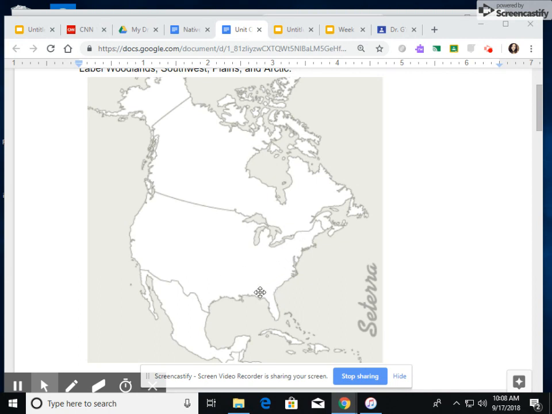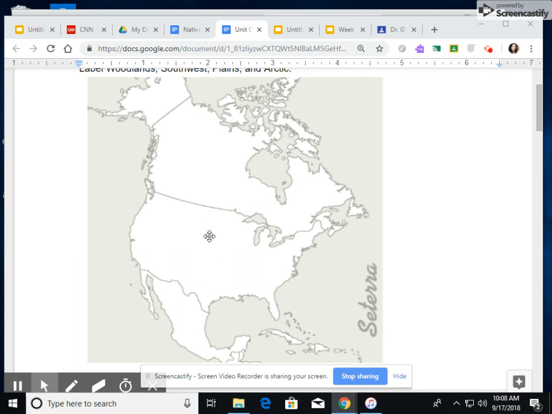Remember that the woodlands are all in this area, and that's easy for you to remember because the woodlands are where Kentucky is located. Kentucky is about right here. So the woodlands are here. The southwest is here. Got a little bit of Arizona, a little bit of Texas, New Mexico, that area. And the plains are right in the middle.